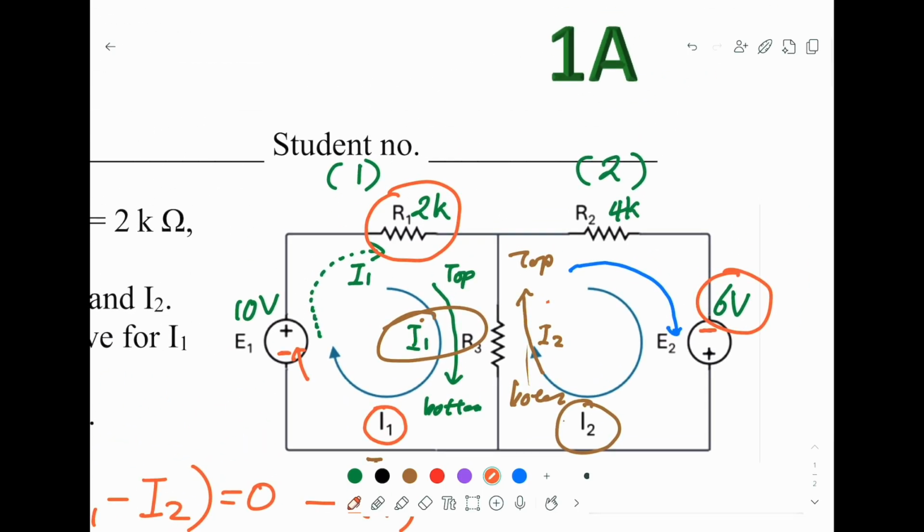Last, this loop here will enter R2 and the only one current, which is I2. So the potential is positive 4K I2.